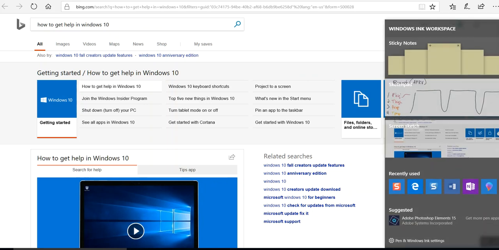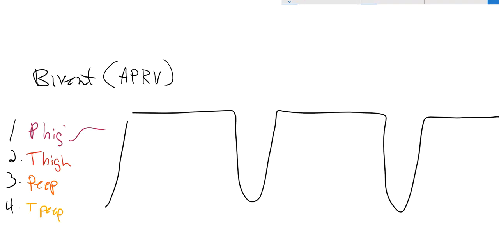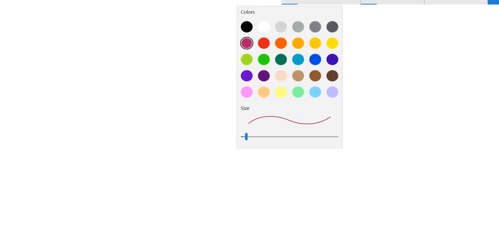There, and do that, and make sure I got my black here.